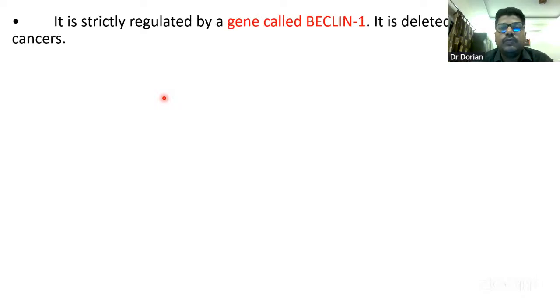Autophagy is regulated by a gene called Beclin-1. It allows autophagy to be carried out only in normal cells. This Beclin-1 gene is mutated in human cancers, which means the cancer cell can easily eat its surrounding cells to live. Some cells will be waste, with no potential to develop into metastasis. All these cells will be eaten by the main cancer cell. So Beclin-1 is mutated in human cancers.